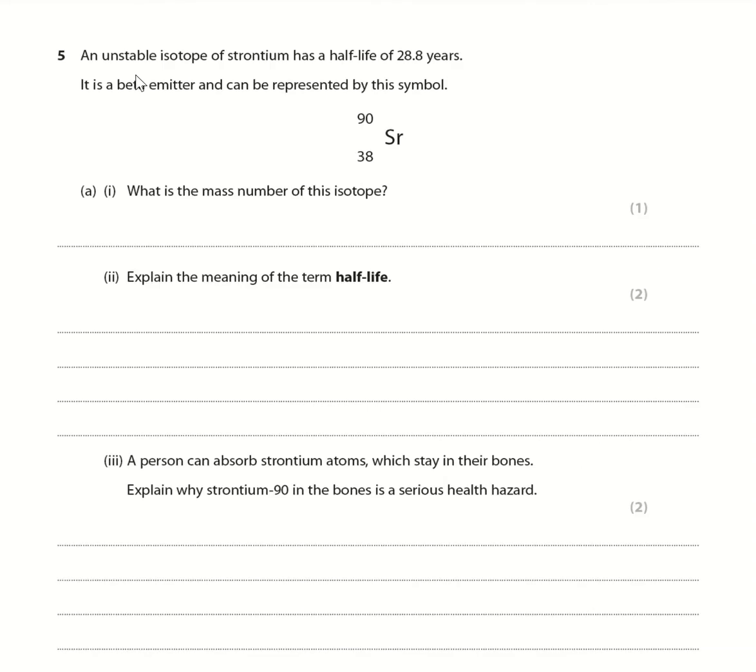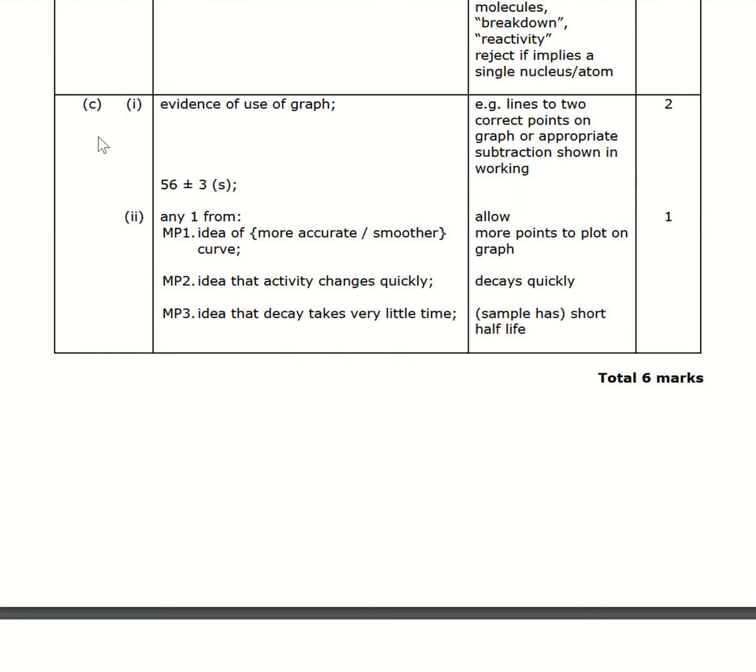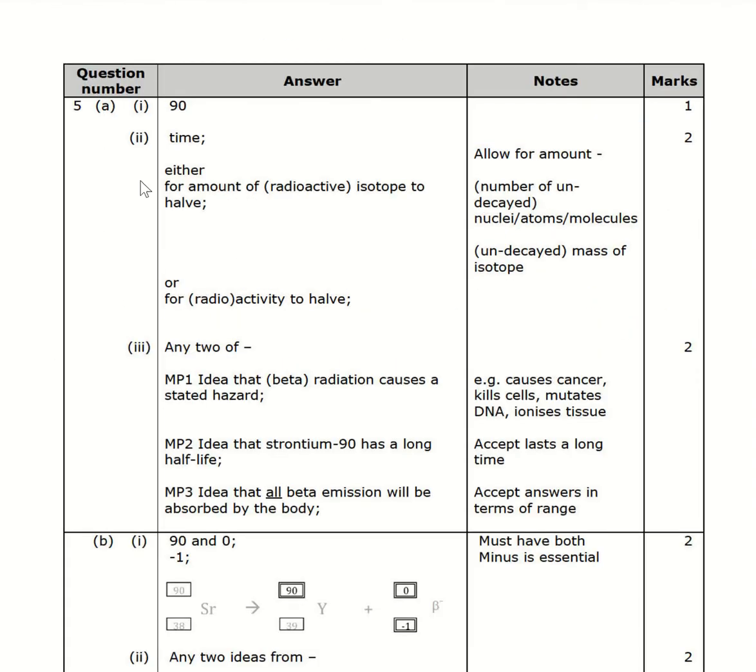An unstable isotope of strontium has a half-life of 28.8 years. It is a beta emitter and can be represented by this symbol, 90 38 strontium. What is the mass number of this isotope? This is the mass number, 90. The half-life means the time for half of the radioactive nuclei, atoms or isotopes to decay.